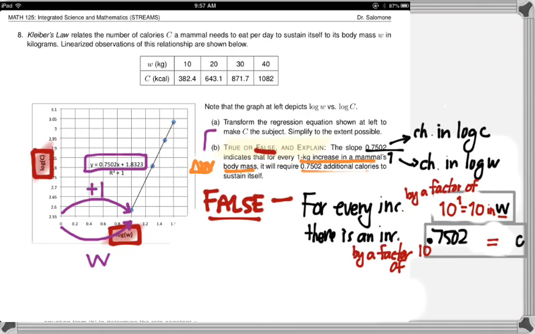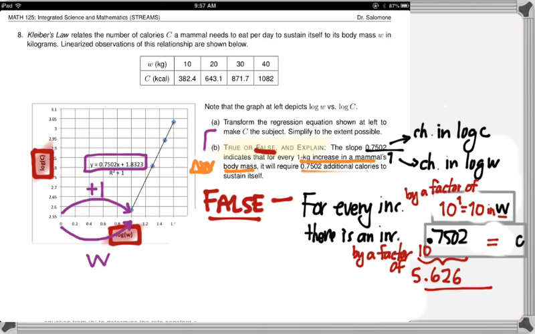Someone with a calculator, can you tell me what 10 raised to the 0.7502 is about? 5.626. Okay, so reading this sentence that we have here. Every time a mammal's body mass increases by a factor of 10, so if something weighs 10 times more than I do, has 10 times more mass than I do, then that thing will require 5.626 times as many calories as I do.